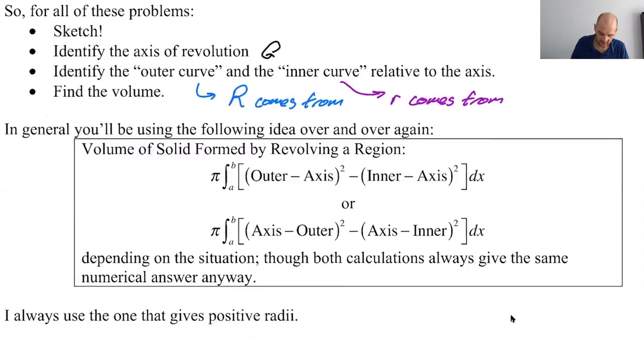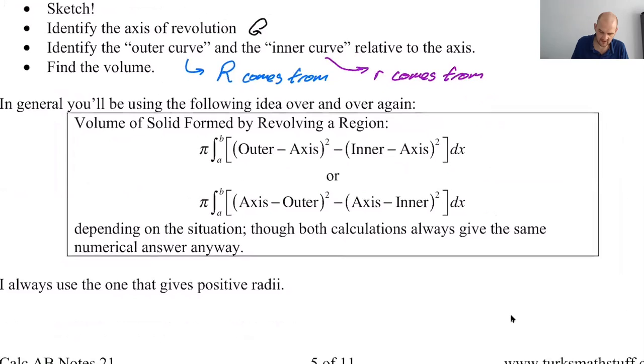So in general, you can say this, and this is how I always think about it. Until you're amazing at it, this is a great way to think about it, and even when you're amazing at it, it's still a good way. What you're going to do is outer curve minus axis, squared. That's always going to be the big R squared. And then inner minus axis, squared. That's always going to be little r squared.